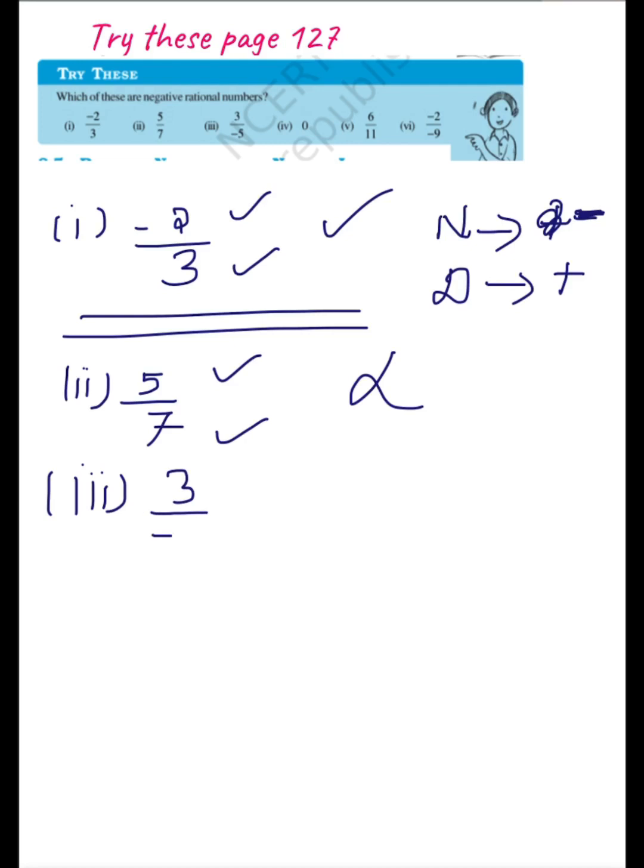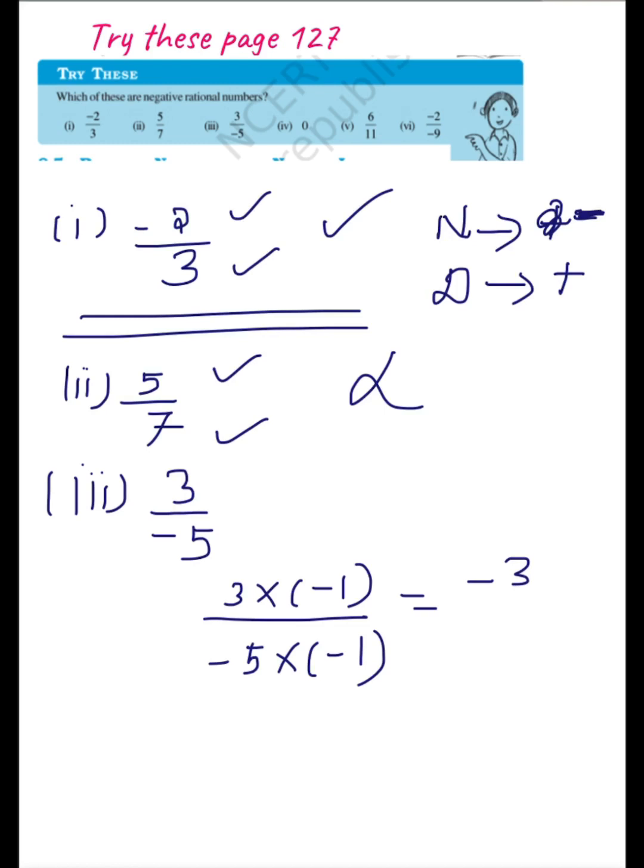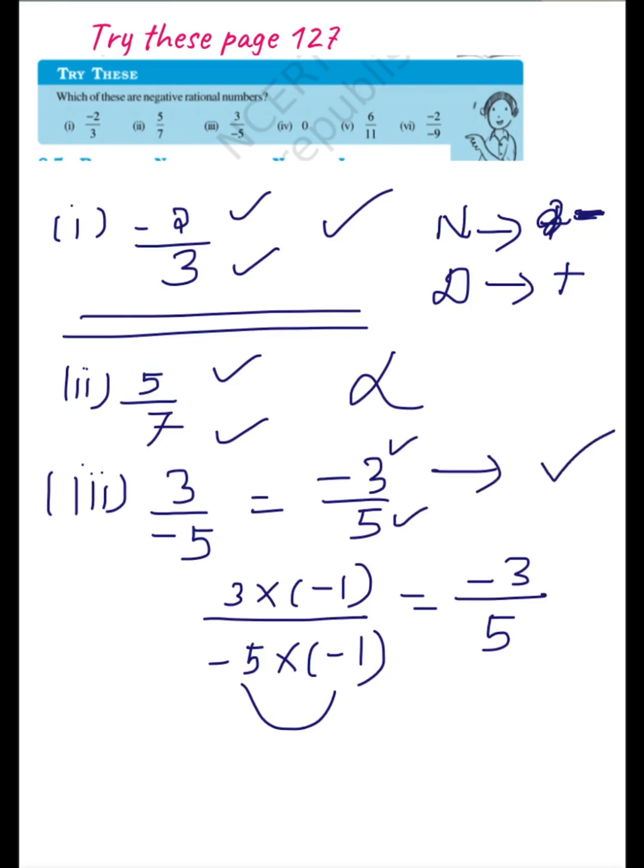It's 3 by minus 5. 3 by minus 5 means what? You can write it as: when you multiply this 3 with minus 1 and minus 5 with minus 1, then in the answer you will get minus 3 by 5, since 5 into minus 1 is minus 5 and the sign flips, giving 5. So 3 by minus 5 is equal to minus 3 by 5. That means here the numerator is negative and the denominator is positive, which means it's a negative rational number. Okay, so the third one is also a negative rational number.